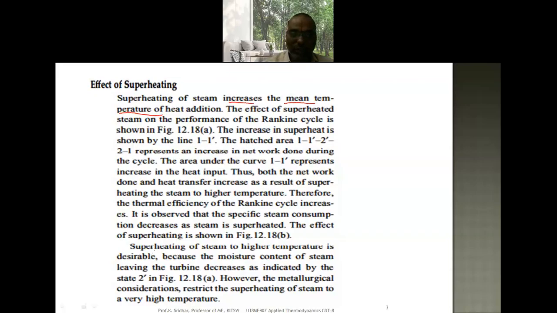So similarly here, the superheating of the steam to a higher temperature is always desirable, because the moisture content of the steam which is leaving the turbine decreases, as indicated by the state 2 dash. That is, in the next slide you are able to see what we mean by the 2 dash. So are there any limitations of the superheating?